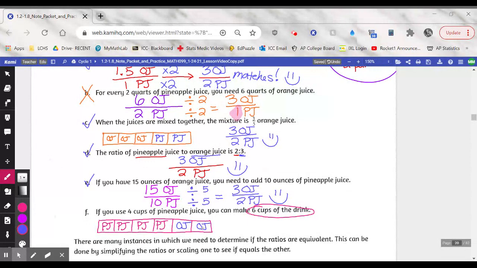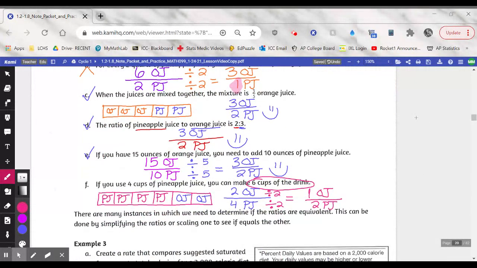You should kind of already be like, this one's a little bit shady because you have more of the pineapple juice than the orange juice, which is not what we want. So when I rewrite this one, it's going to be 4 of the pineapple juice and 2 of the orange juice. If we simplify this one, we could simplify it by dividing by 2 on the top and bottom because both numbers are even. We get 1 part orange juice for every 2 parts pineapple juice. Okay, that definitely doesn't match our original recipe. So for this one, that one does not work, F.